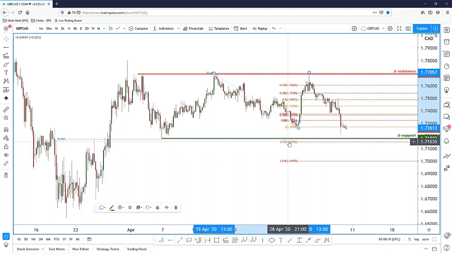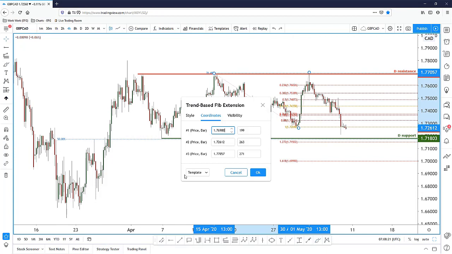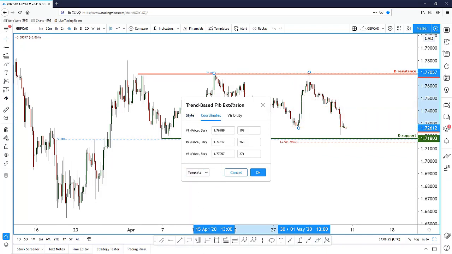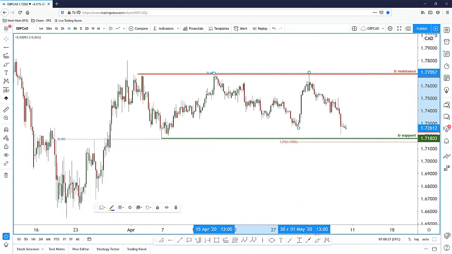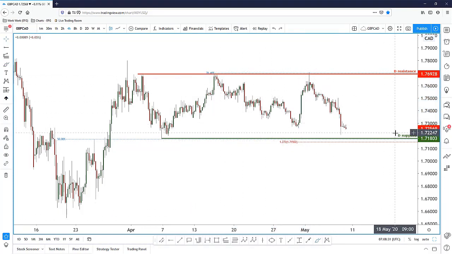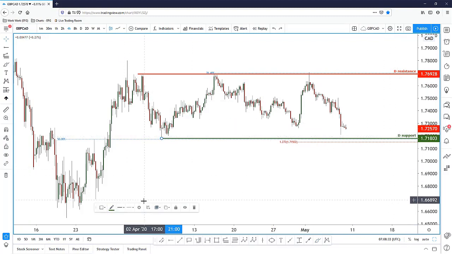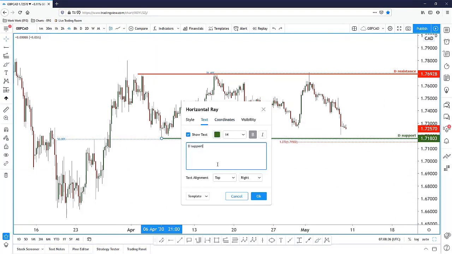And we see that the 127.2 also falls right in line with the daily support, and price has just broken below the 100% level. So let's select the 127.2. Okay, so we have that level. This is how we got the level: we use the extension of this zigzag movement. So the daily support is also a strong 4-hour support level.